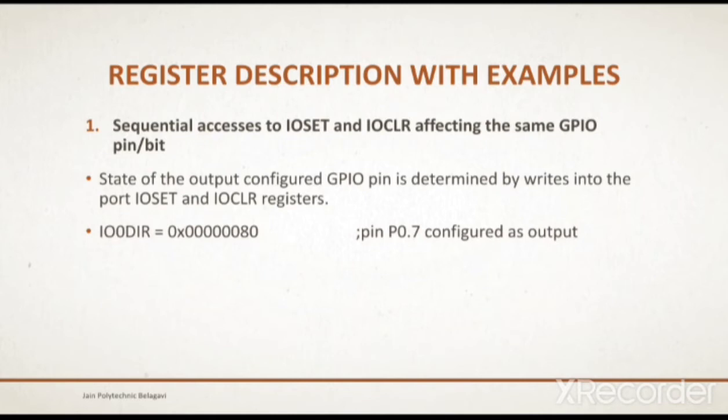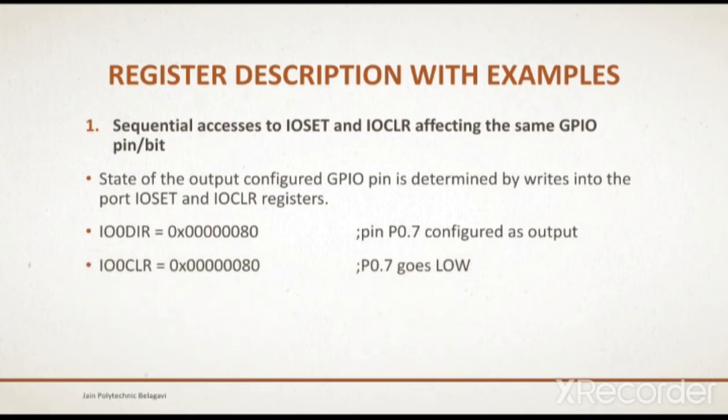IO0DIR is equal to 0x0080. DIR will indicate the direction of the pins. That is, the pins will be used as output pins or input pins. So in this, port 0.7 is configured as output. Giving 0 to the pins will treat it as output, whereas giving 1 to the pins will treat it as input ports.